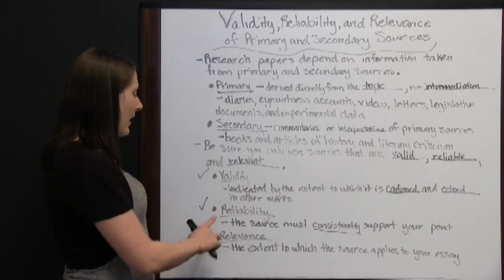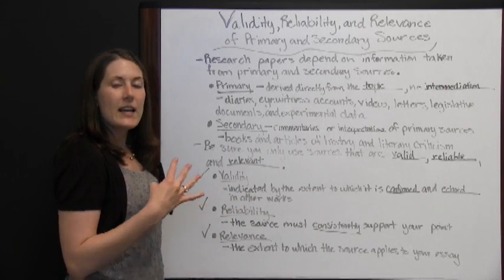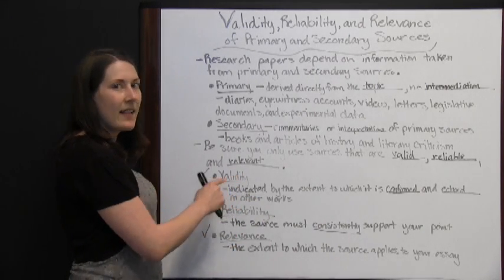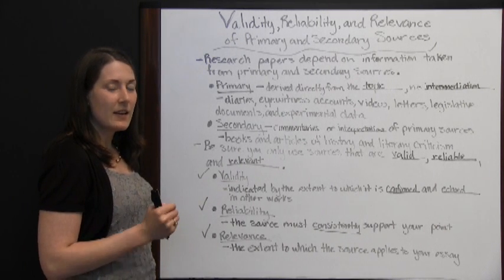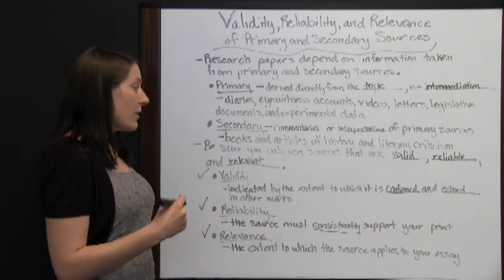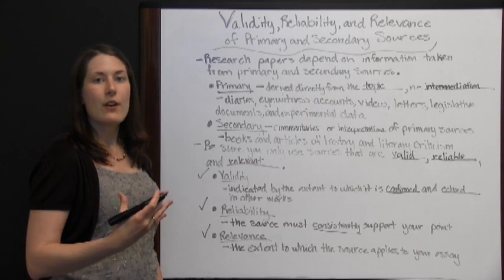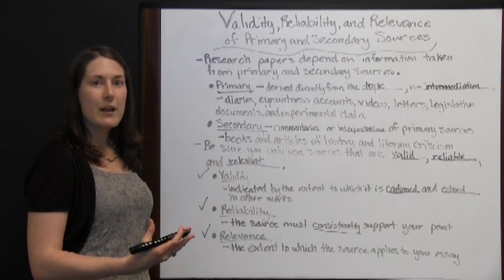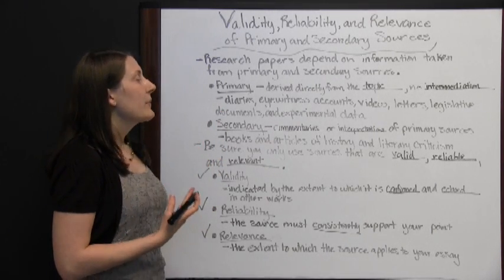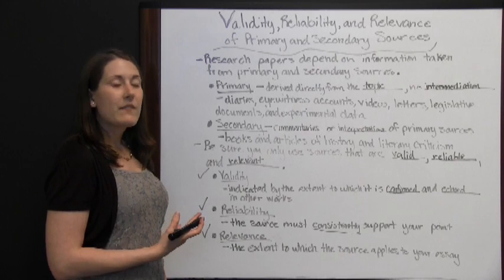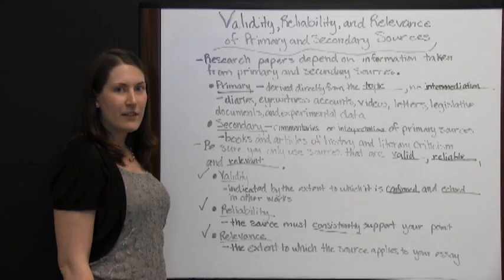If you find something and you think, oh, it's reliable, it constantly is supporting my point, ooh, it's relevant, it definitely has to do with my paper, but it isn't valid, you can't find it cited anywhere else, you might not want to use that source because it may not be a valid source. It could be something that someone wrote without any information to back it up. It could just be something they wrote on the internet and you found it and it worked for your paper, but if it's not valid, it's not going to be a good source. So, when writing research papers, make sure that you are finding sources, both primary and secondary, that are valid, reliable, and relevant.